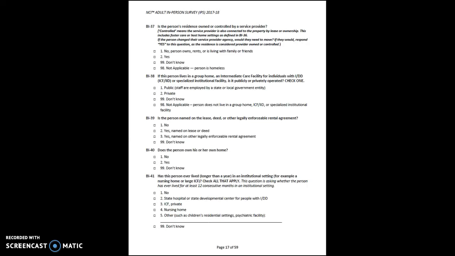We want to know whether the person owns his or her home, and whether the person has ever lived longer than a year in an institutional setting. I want to say here that we are looking for 12 consecutive months, so not necessarily that the person has been placed into institutional settings for shorter spans of time that equal over a year over the person's lifetime, but that over the course of 12 consecutive months, the person has ever lived in an institutional type setting.